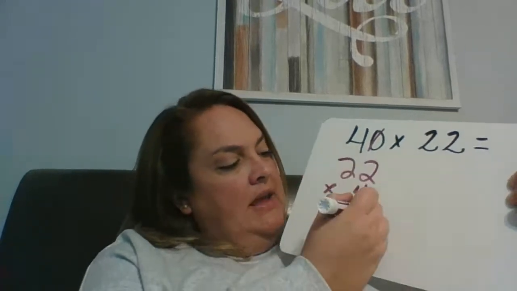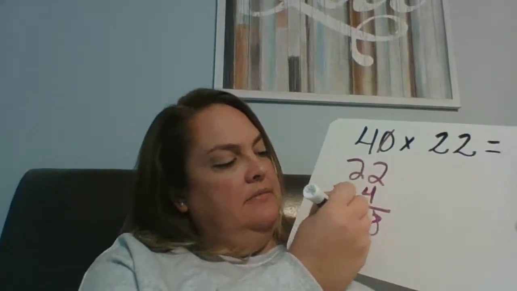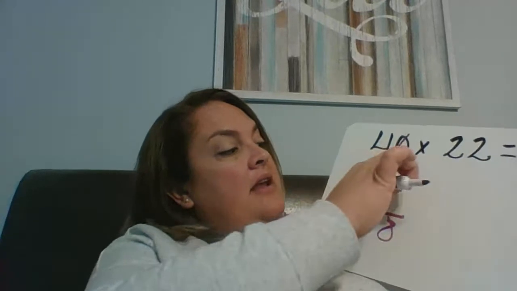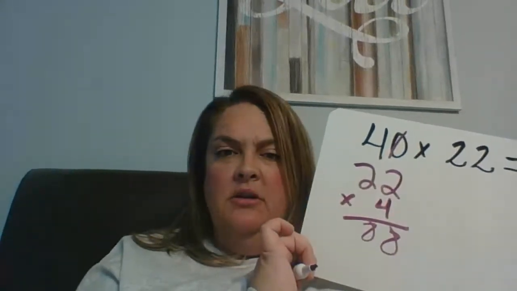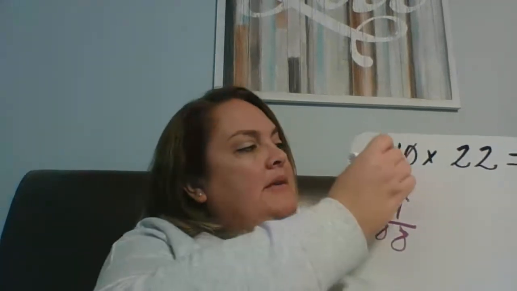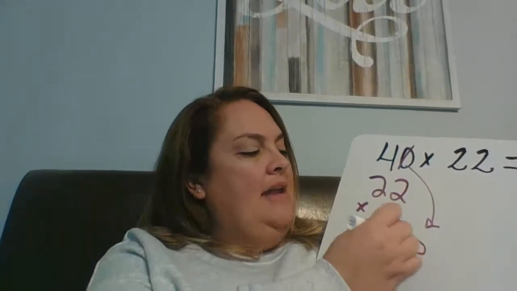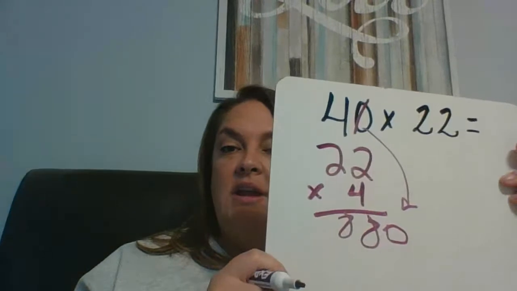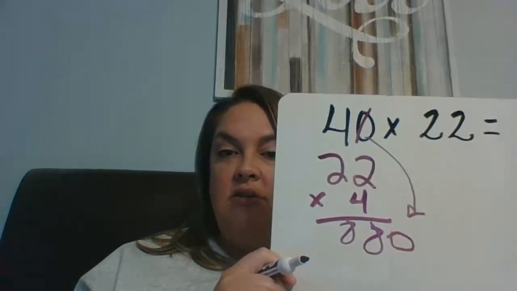4 times 2 is 8. 4 times 2 is 8. And then I say to my 0, I'm sorry, come back 0. I apologize to my 0. My 0 comes back, and it gets added on the end. 40 times 22 is 880.